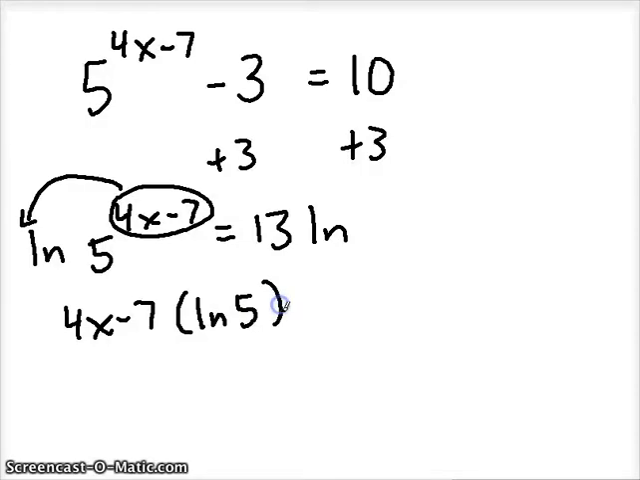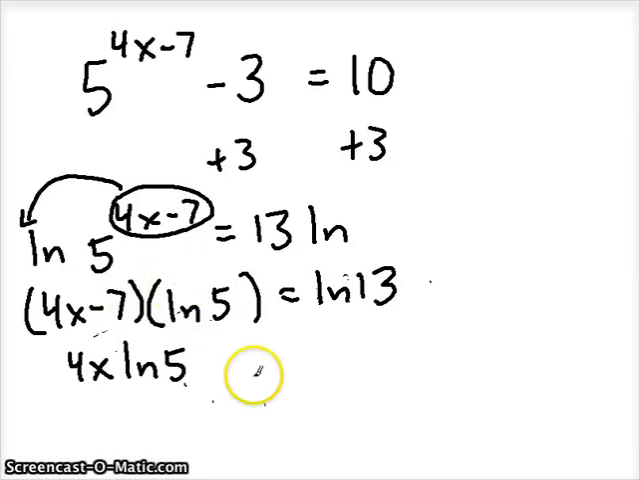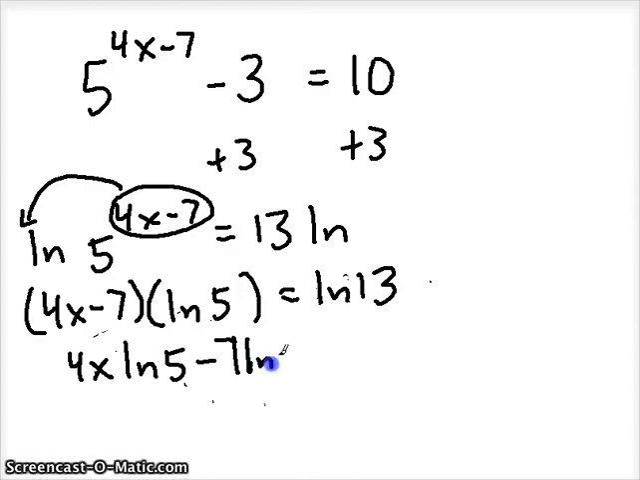So now I've got 4x minus 7 being multiplied by the natural log of 5, and it's equal to the natural log of 13. So really what's happening on the left is the natural log of 5 is being distributed to both 4x and negative 7. So what we get is 4x times the natural log of 5, I'm just distributing, minus 7 times the natural log of 5 equals the natural log of 13 over on the other side.